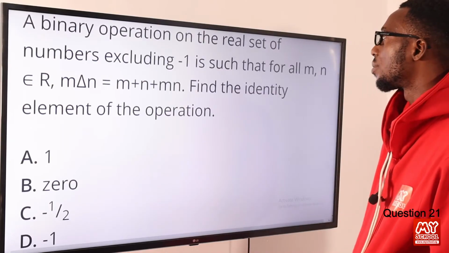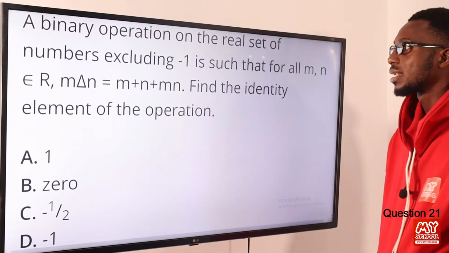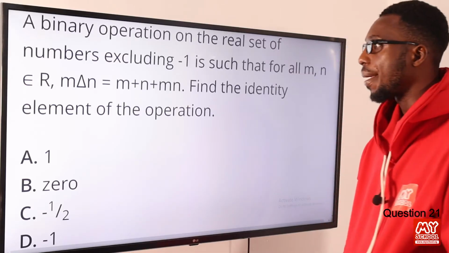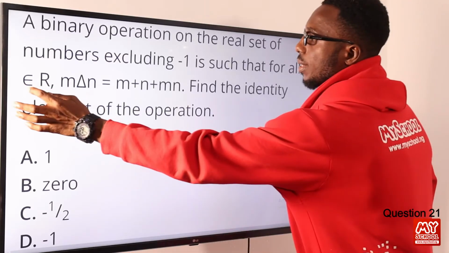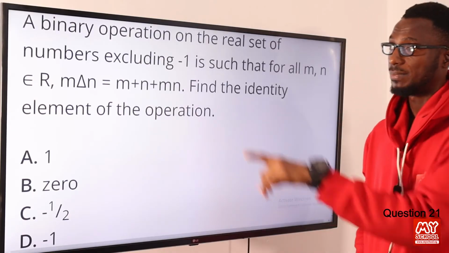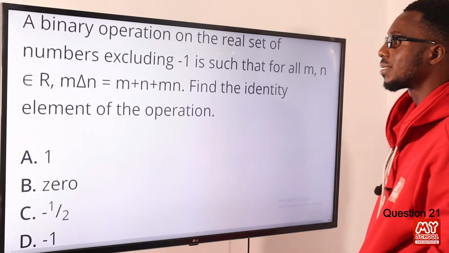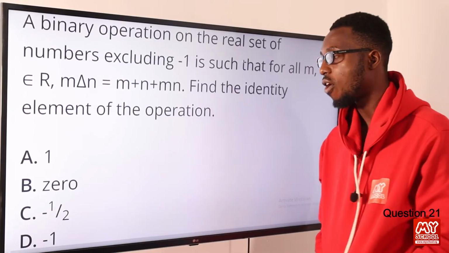Number 21. A binary operation on the set of real numbers excluding minus 1 is such that for all m and n, members of R, that's a real number, we have this expression. Find the identity element of the operation.